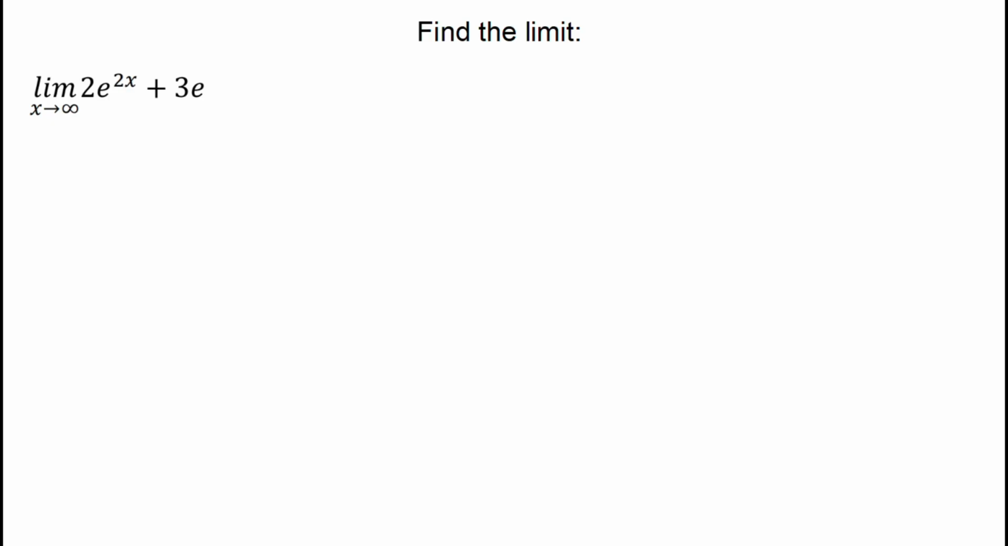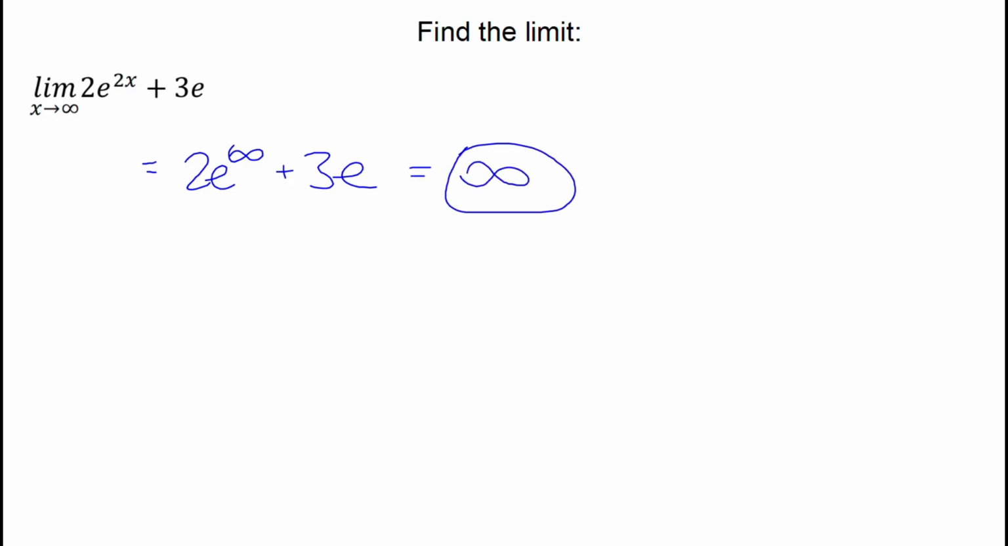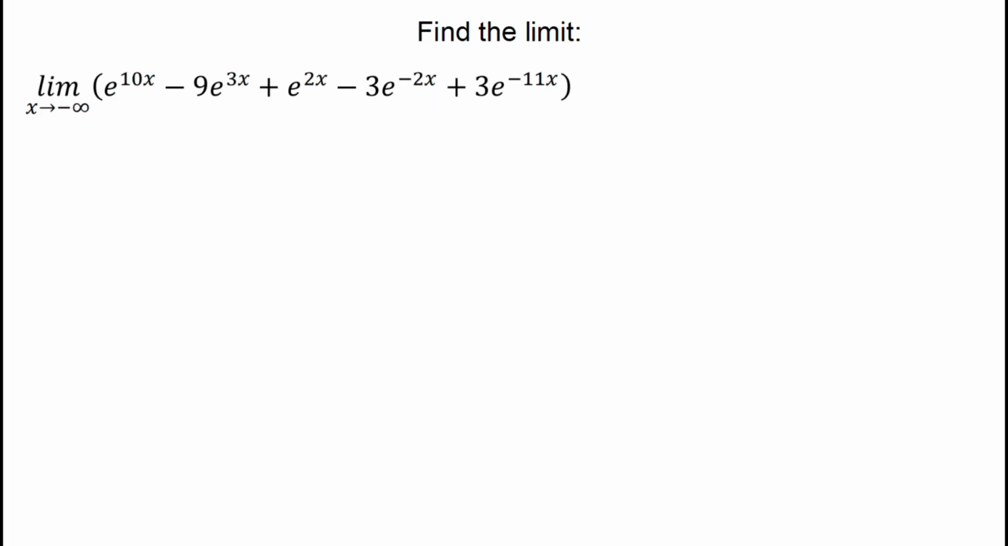All right, for this one, we have the limit as x approaches infinity of 2e to the 2x plus 3e. This is actually probably the easiest question on this assignment. This would be 2e to the infinity just plus some constant. Well, e to the infinity is infinity, and if we add more to it, we just get infinity. And remember that infinite limits technically don't exist. So this limit technically doesn't exist, but it's going towards infinity, so we can write that.